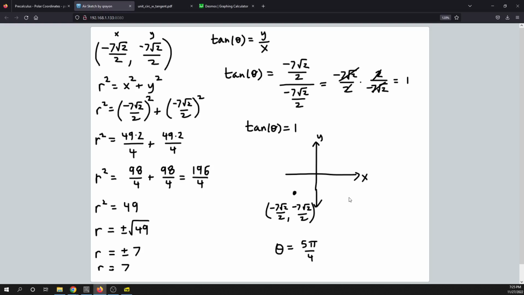So the polar coordinate representation, subject to those conditions that they asked us to observe, in other words, that the r be greater than 0 and the value for theta be between 0 and 2 pi, the answer here would be 7 comma 5 pi over 4.